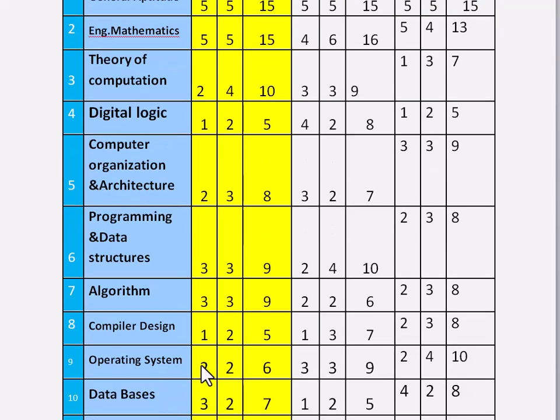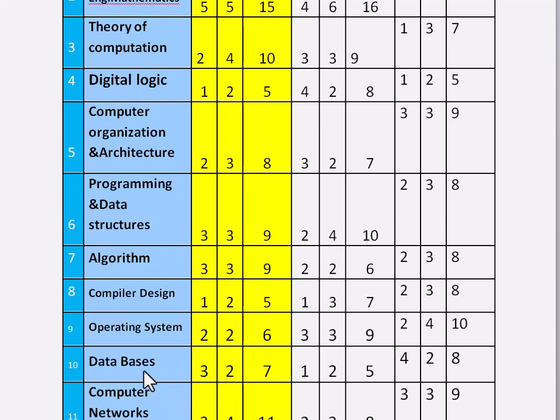Next, operating system subject. In 2022, 1 mark questions are 2, 2 mark questions are 2 and total marks were 6. And in 2023, 1 mark questions are 3 and 2 mark questions are 3 and total marks are 9. In 2024, 1 mark questions are 2 and 2 mark questions are 4, total marks were 10.